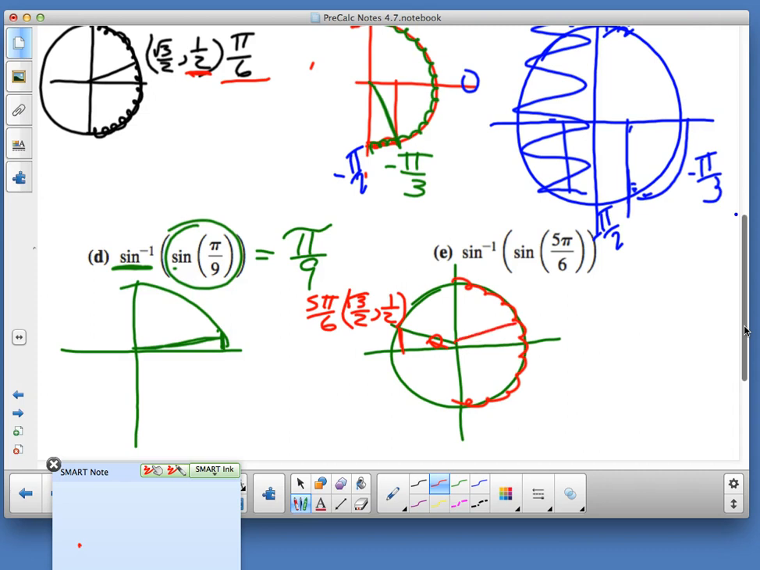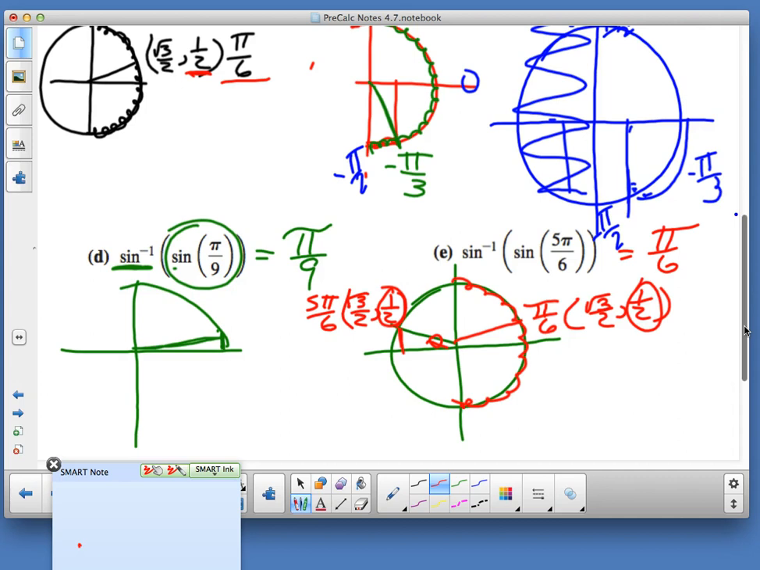My pi over 6 reference angle is here. So my calculator on this problem, because of the nature of the fact that sine has to be between, what I'm returning has to be between negative pi over 2 and pi over 2. And where sine's a half, sine's still a half, this will return pi over 6. Are you okay with my answer and my explanation?